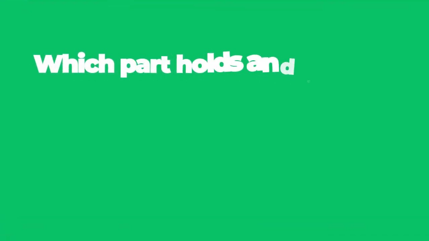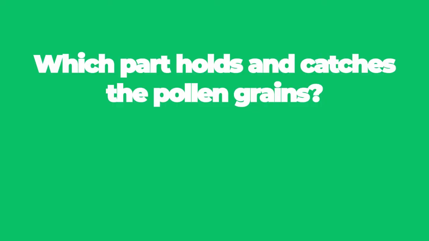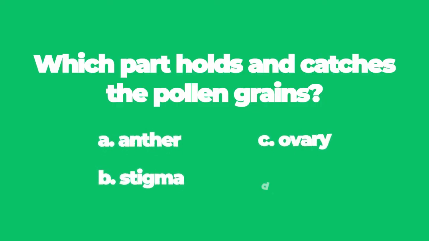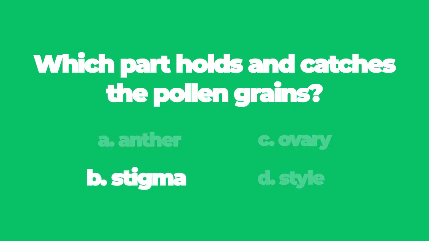Number 1. Which part holds and catches the pollen grains? A. Anther. B. Stigma. C. Ovary. D. Style. The correct answer is B, stigma.